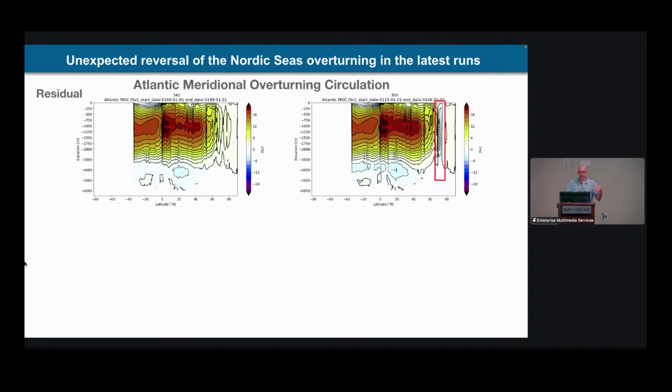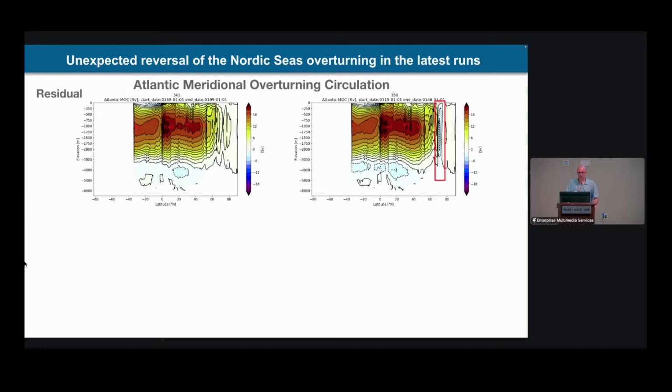And then as the model continued in that time series that I showed before, there's a follow-up run, which was 350, we started to see this reversal in the residual around those latitudes that I'm highlighting. We expect the circulation should be positive as shown on the left, and then suddenly it became negative, and the latitude corresponds to the Nordic seas.